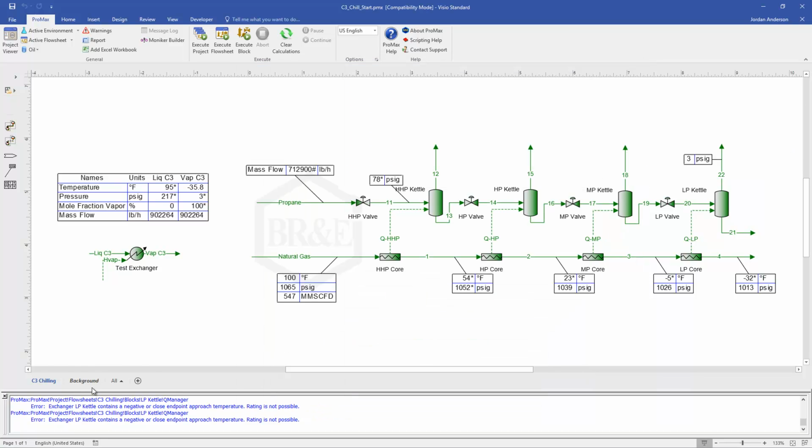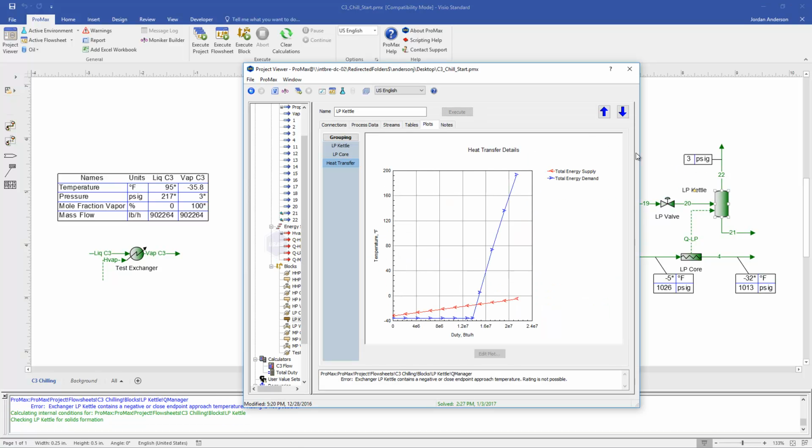But you'll notice that we have an error here, and it's saying I've got a negative approach temperature in my final kettle. If I open up that kettle, we'll see what's happening here on our plots. The blue line represents our propane, and we reach a point where we get this drastic increase in temperature, and what that means is that our propane is superheated coming out of this kettle.